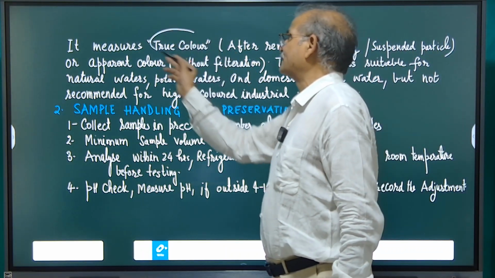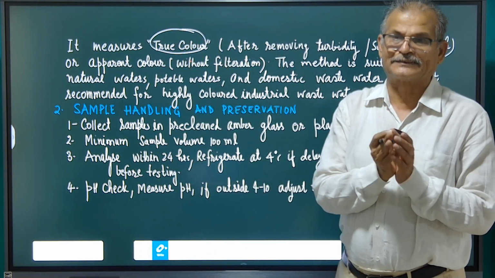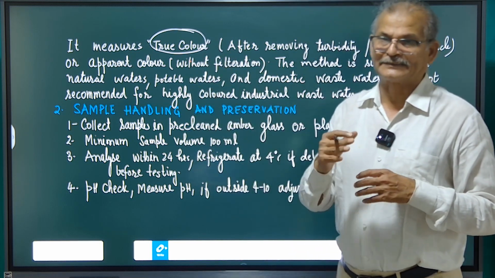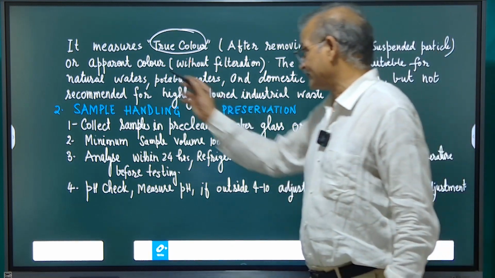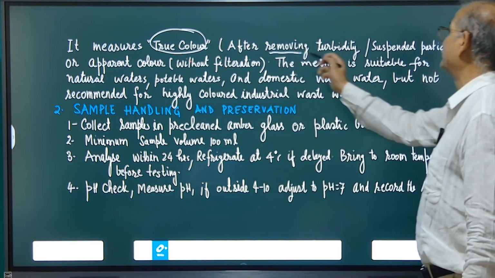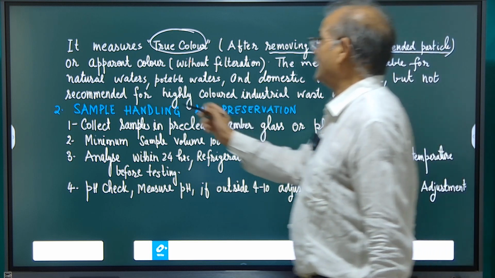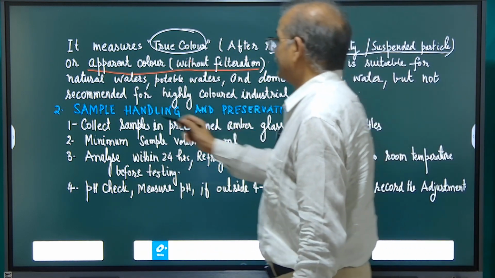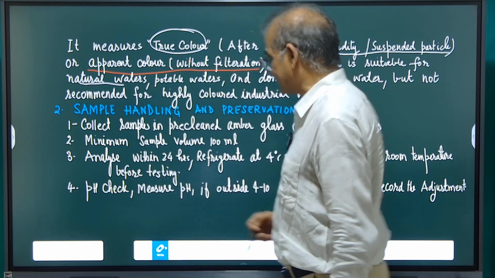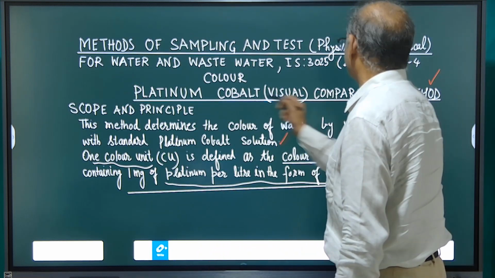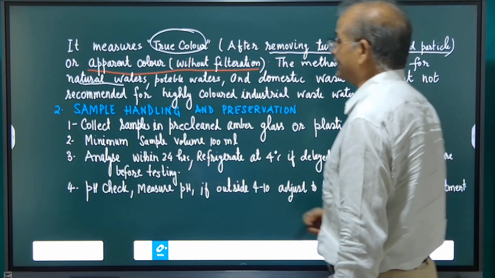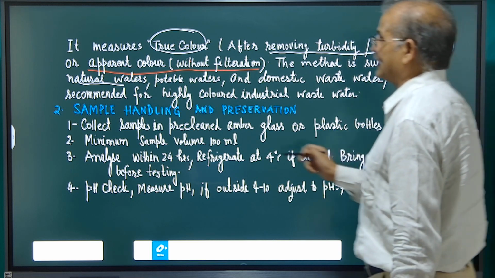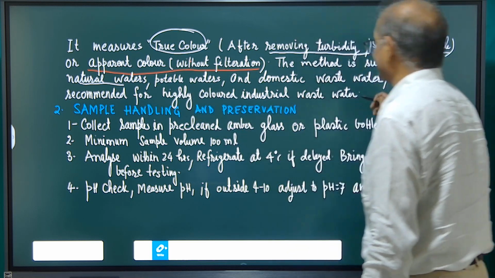When we use filtered water for the testing, that is true color, and when we test in the raw form, that is known as apparent color. It measures true color after removing turbidity and suspended particles, or apparent color without filtration. This platinum-cobalt visual comparison method is suitable for natural waters, potable waters, and domestic wastewater, but not recommended for highly colored industrial wastewater.